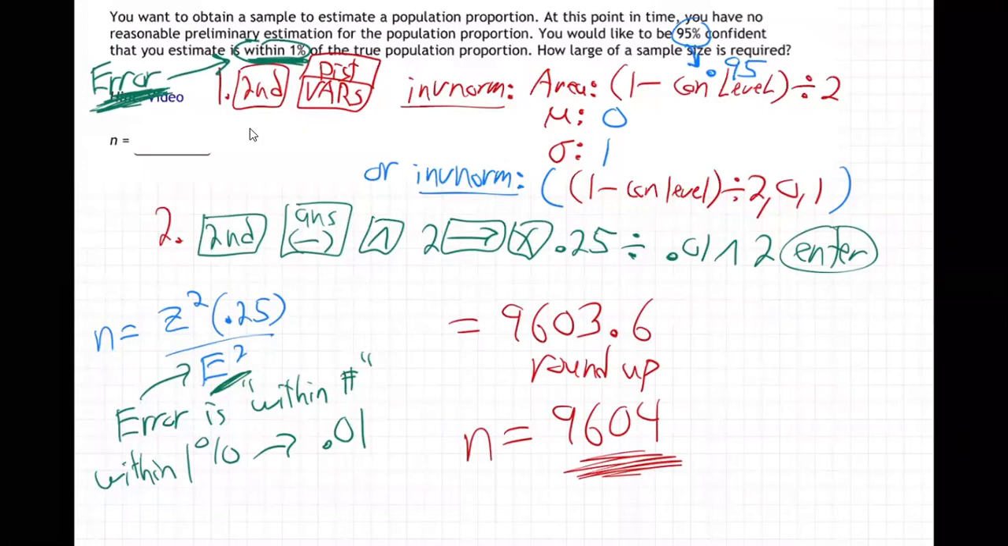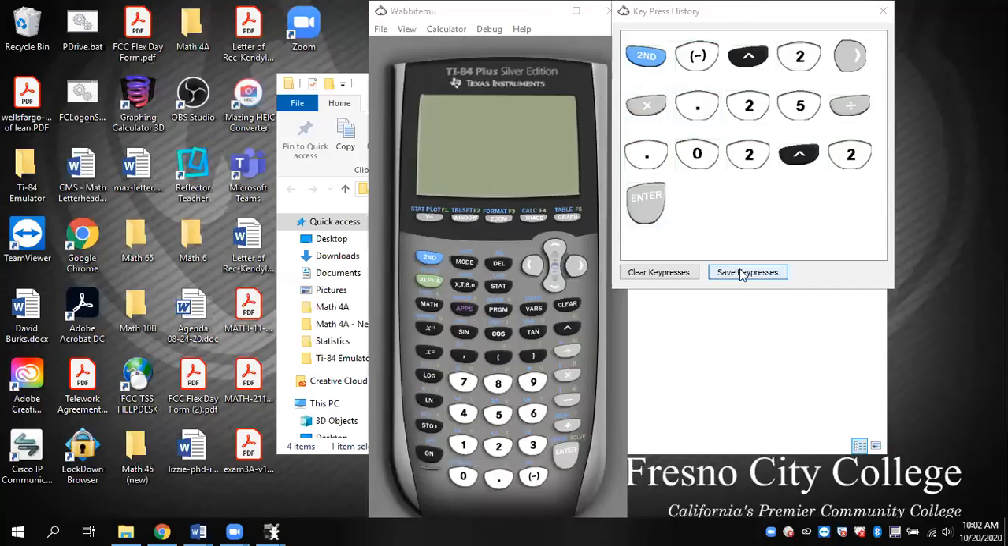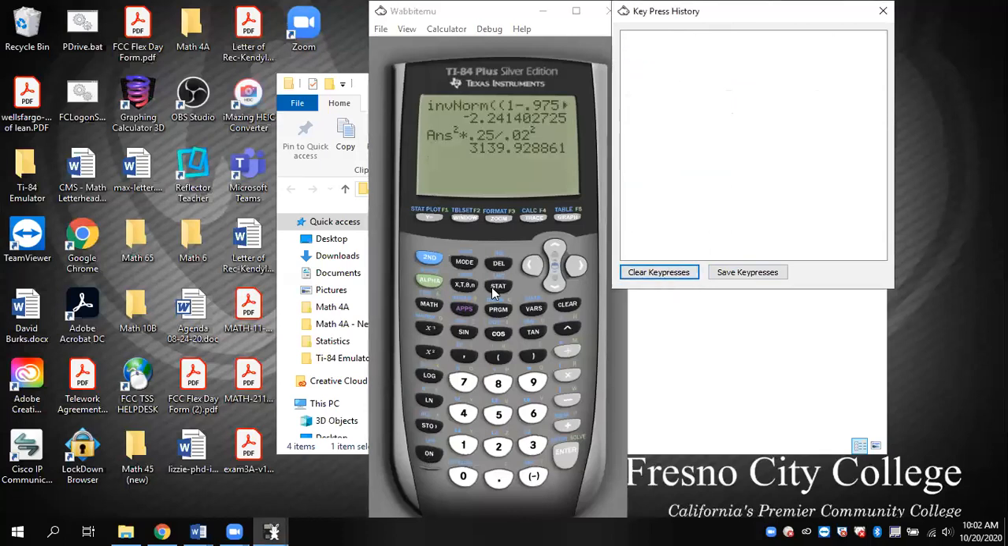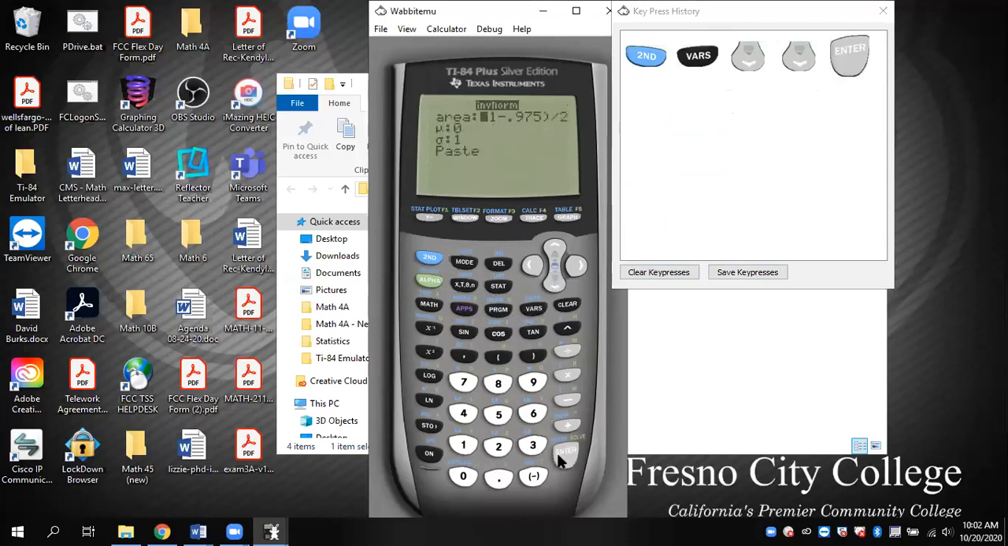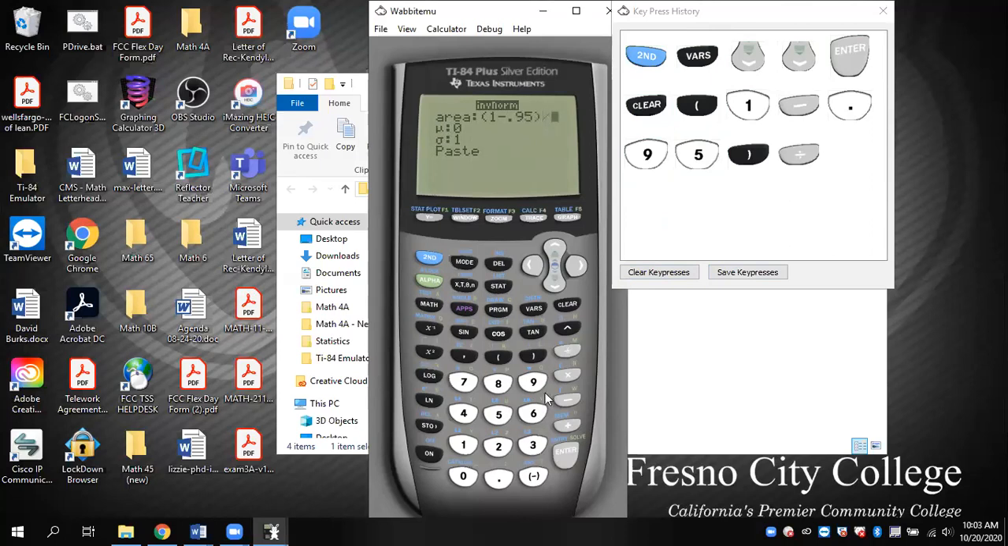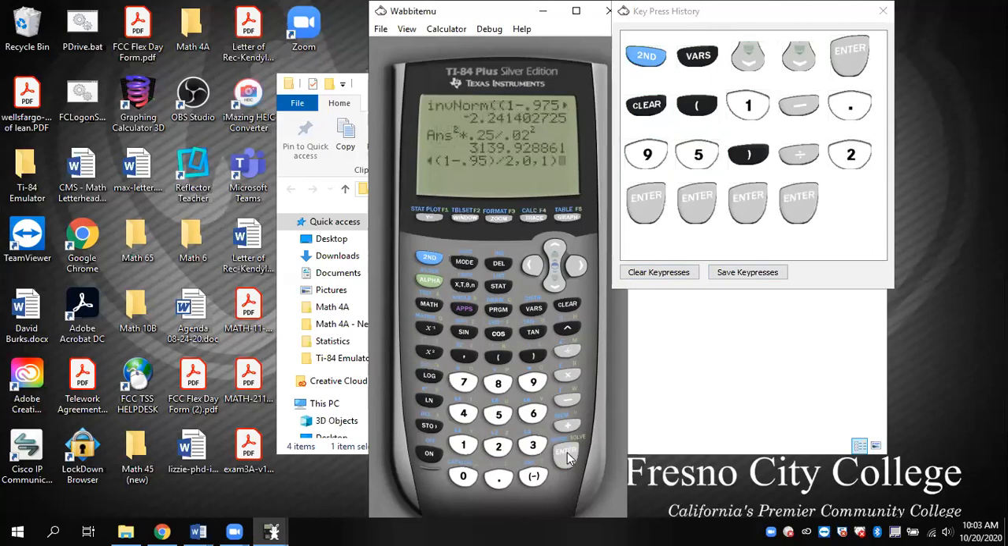Let me show it on my calculator on the screen here. So I'll go through those exact buttons. Second distribution, go on down to inverse norm, clear that away. I'm going to go parenthesis 1 minus, mine was 0.95, whatever your confidence level is, parentheses around it, divided by 2, and then you can just hit a bunch of enters. The 0 and the 1 are good. So we get that number, and then watch what I hit.